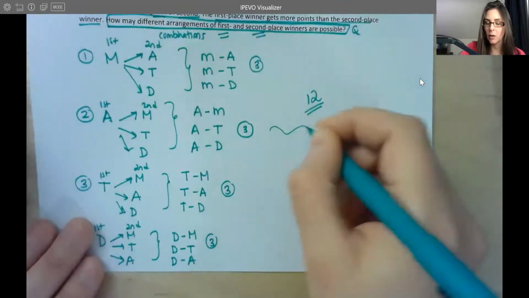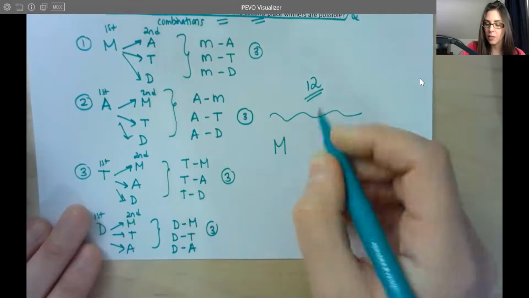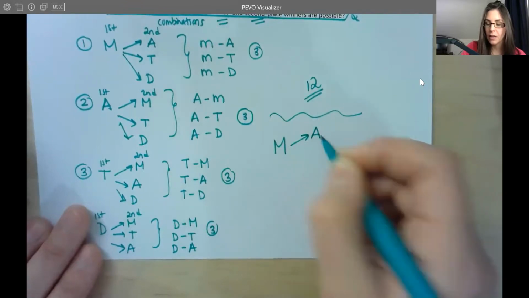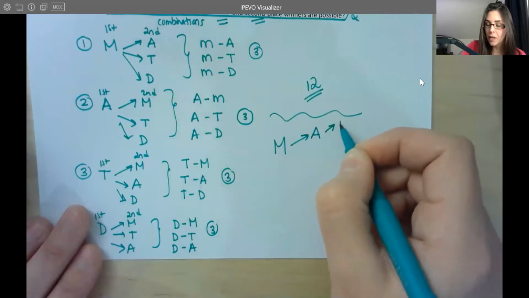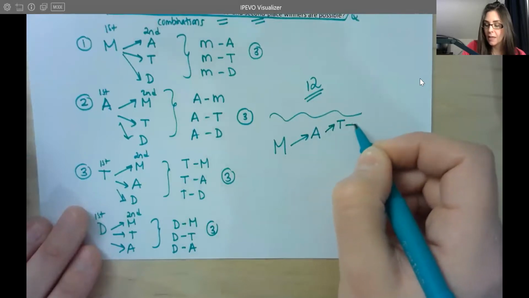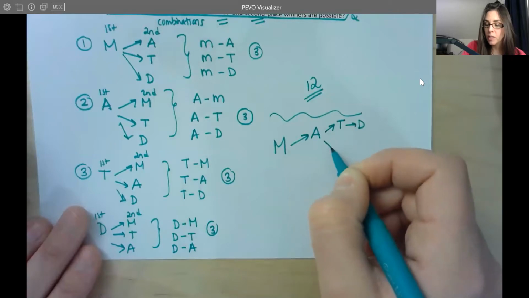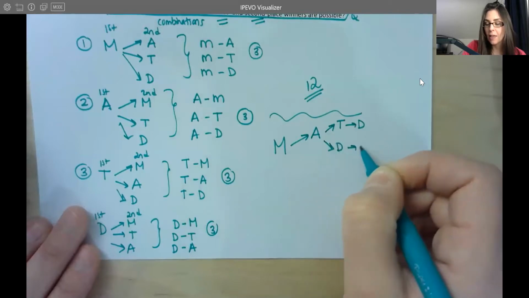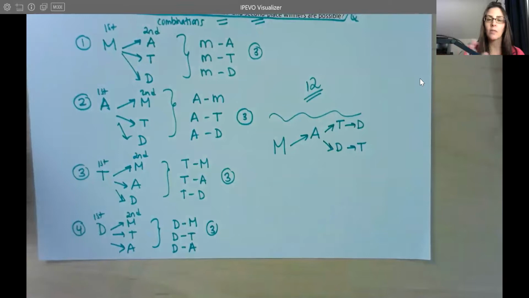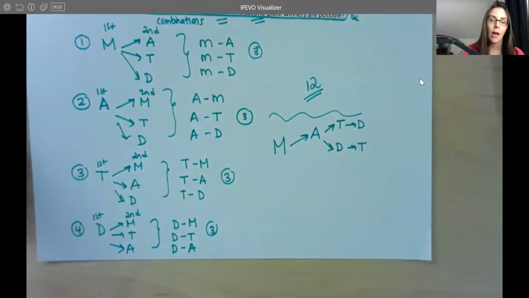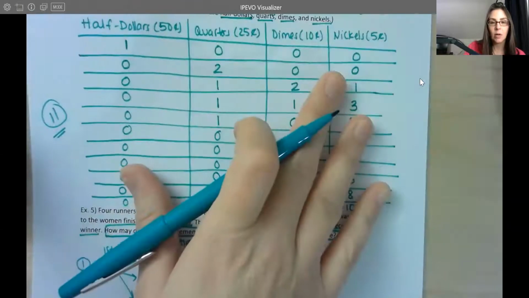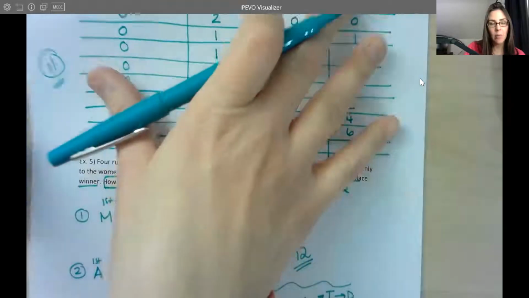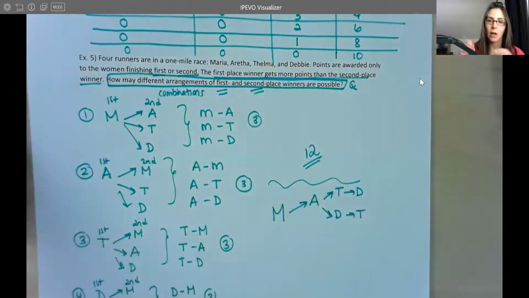Just as a side note, thinking about Maria, for instance, being first. Well, if Aretha is second, then it's possible that Thelma could be third and Debbie fourth, or it's possible that Debbie is third and Thelma is fourth. So you have all these different combinations that you have to think about when you're counting arrangements or counting combinations. And this idea and this idea are sort of similar. So we can make a chart, like a table, or we can make a diagram to help us figure out the combinations.